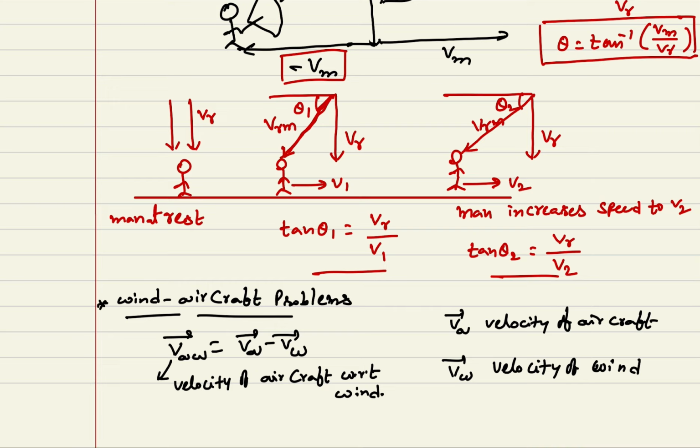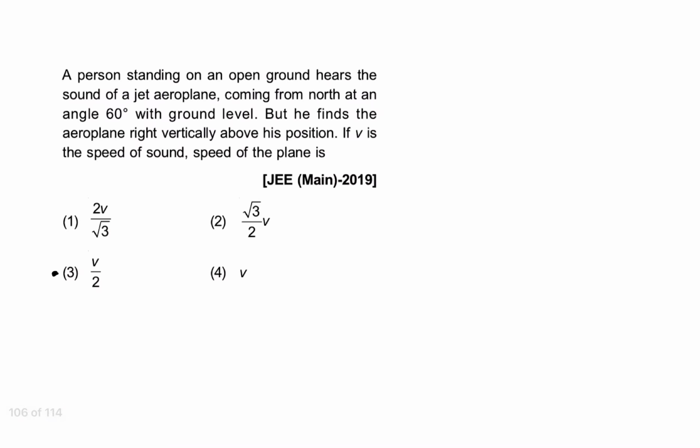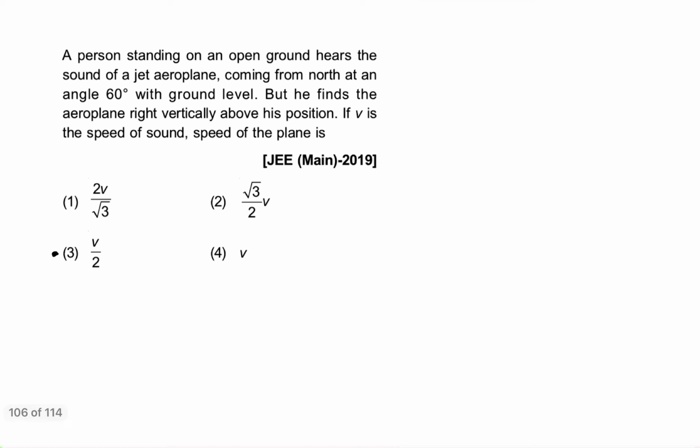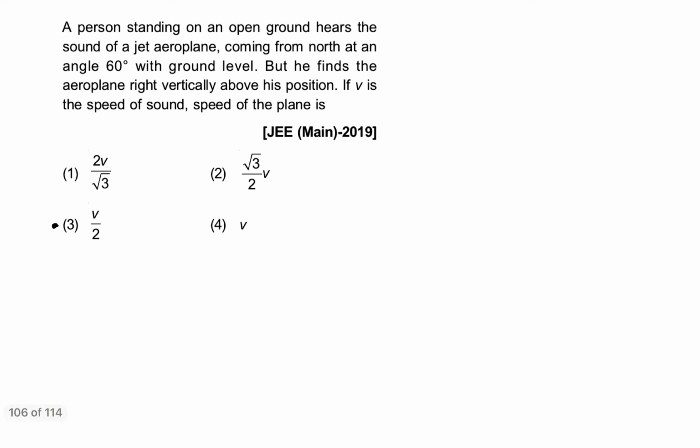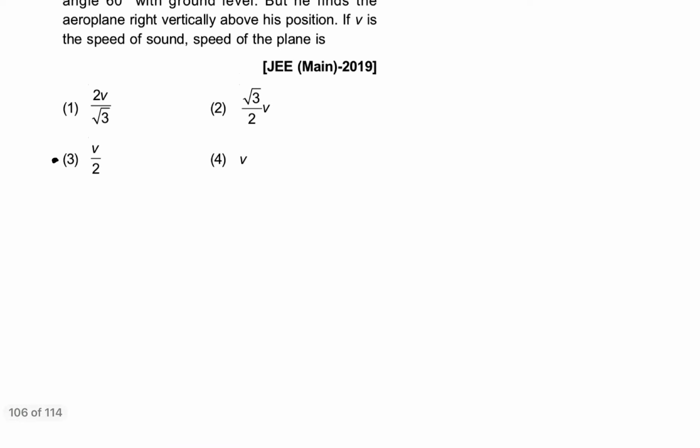Now you can observe this. Now I am going to use problems from the JEE Mains exam. First question: a person standing on open ground hears the sound of a jet airplane coming from the north at an angle of 60 degrees with the ground level. But he finds the aeroplane right vertically above his position. If V is the speed of sound, what is the speed of the plane?